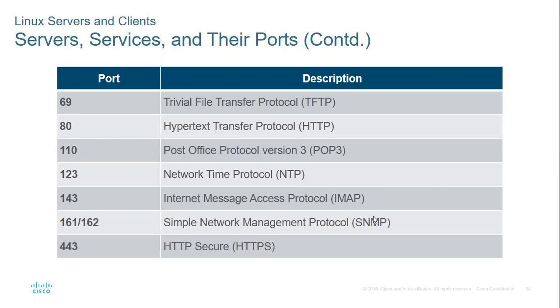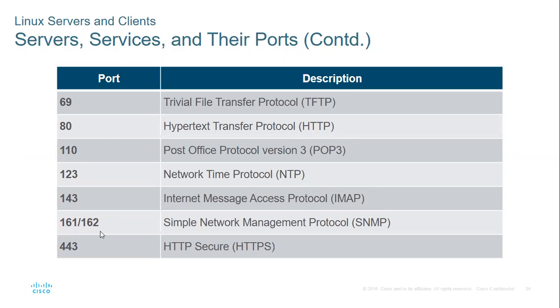Then we have 143. This is for IMAP. This is also another protocol that is involved when you are receiving an email. Now, the difference between POP3 and IMAP is that with POP3, when you receive that email, the email is deleted from the server. But with IMAP, even though you receive this email, the email will still be on the server, okay?